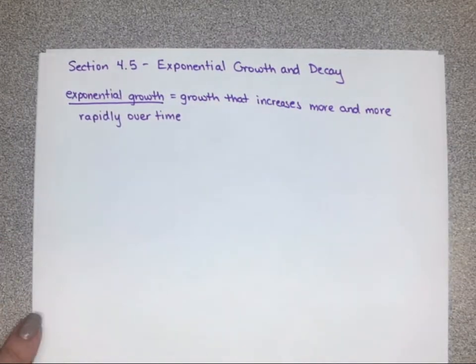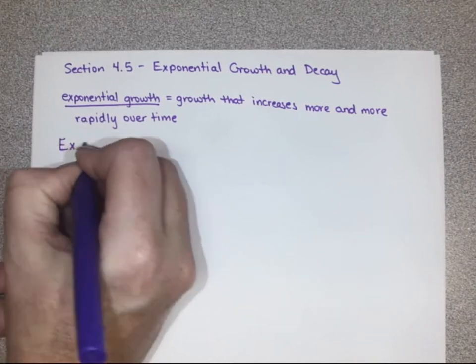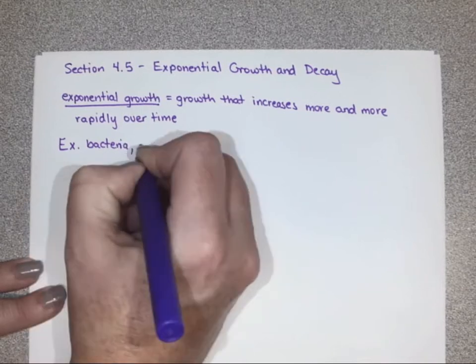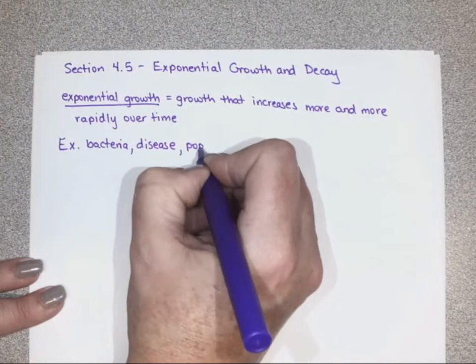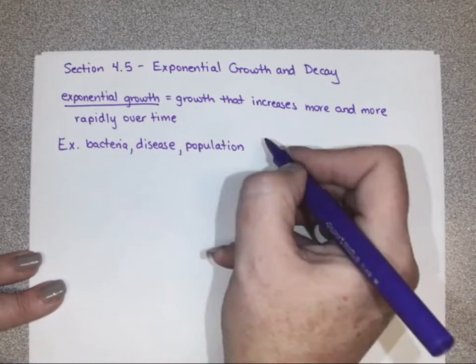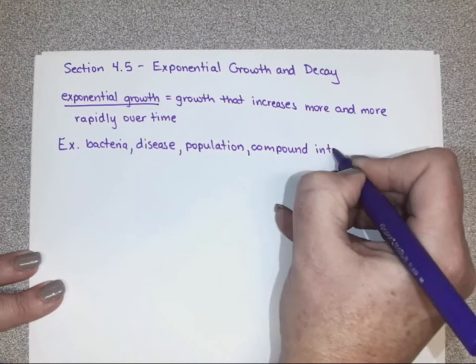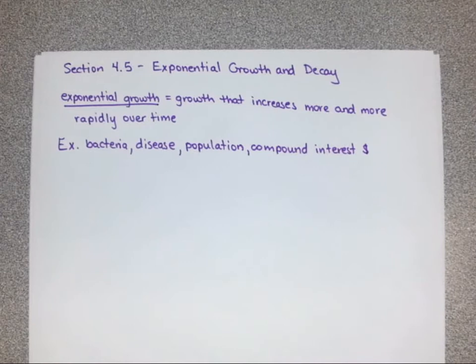So exponential growth sometimes explains things that get out of control. They start off being small quantities and then they just keep increasing forever. So, some real life examples of things that can grow exponentially: bacteria, definitely disease, like viruses, population of humans, of animals, of anything, but also compound interest. We talked about that when we looked at compounding money at a certain time frequency. So money can also grow exponentially.